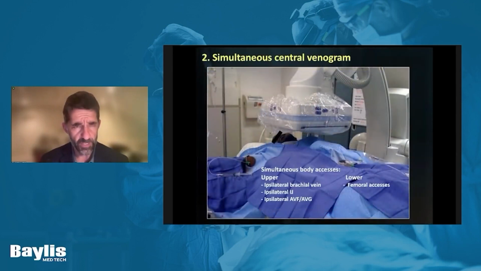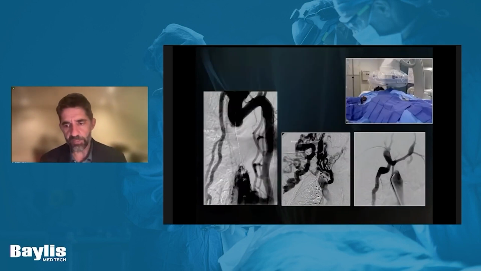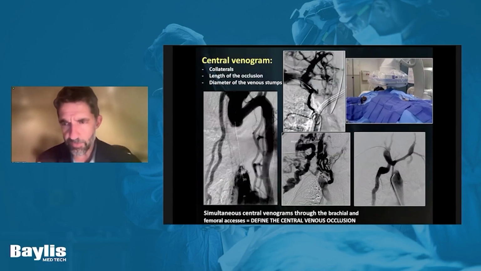So initially, we like to have a simultaneous central venogram, ipsilateral to the occlusion typically. So if the brachiocephalic veins are occluded on the right, then we stick the right arm and then also the groin. The goal is to have either the right or left side of the groin, doesn't matter. But what is important is to make sure that we can inject from both sides in order to have a real good understanding about the collaterals, about the length of the occlusion and the diameter of the stems.